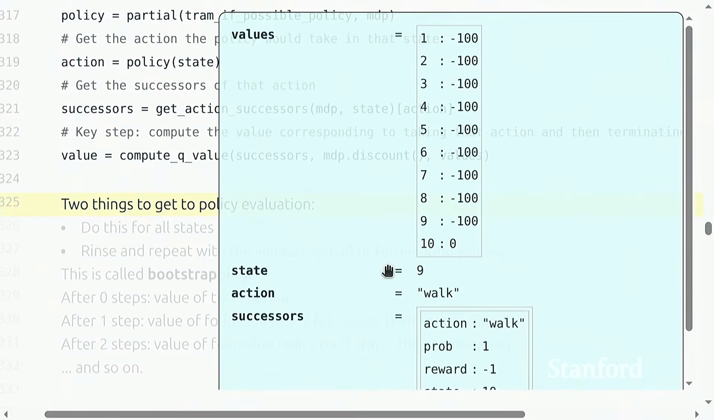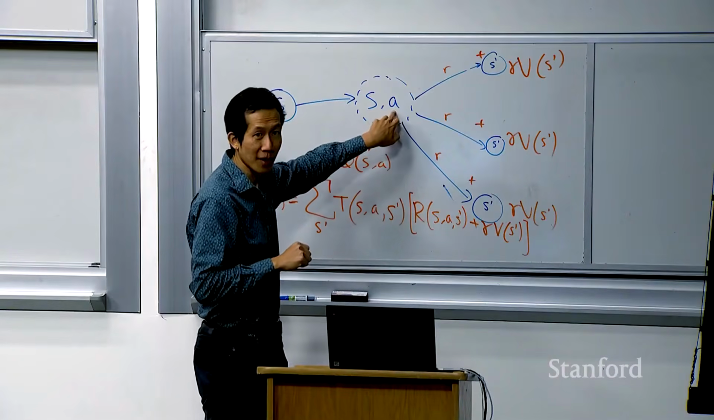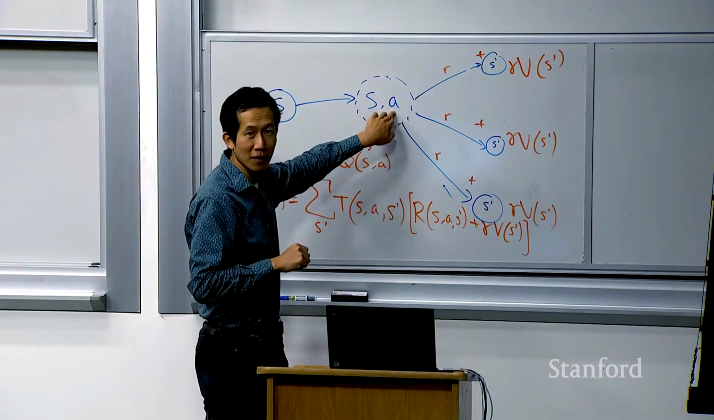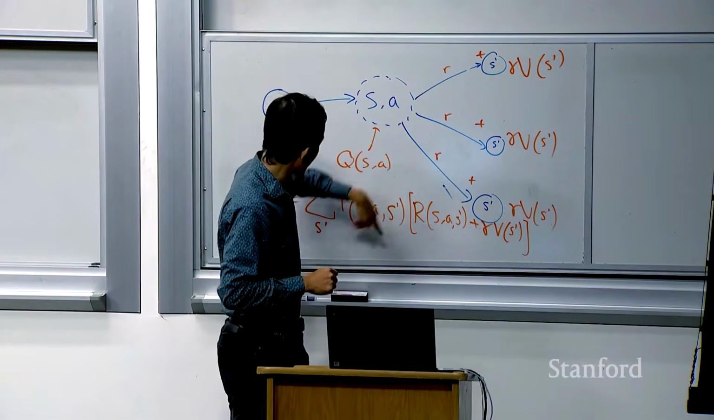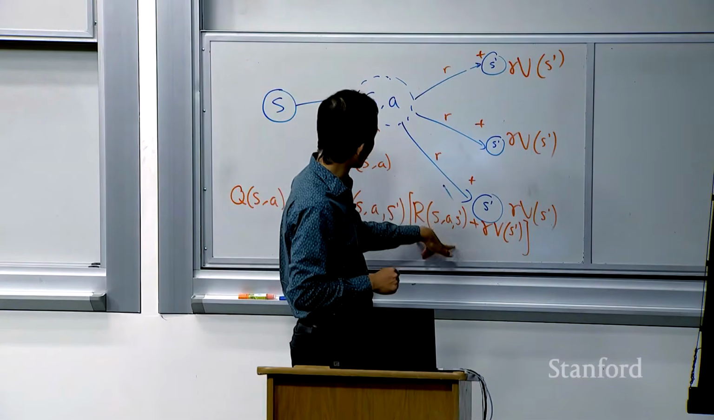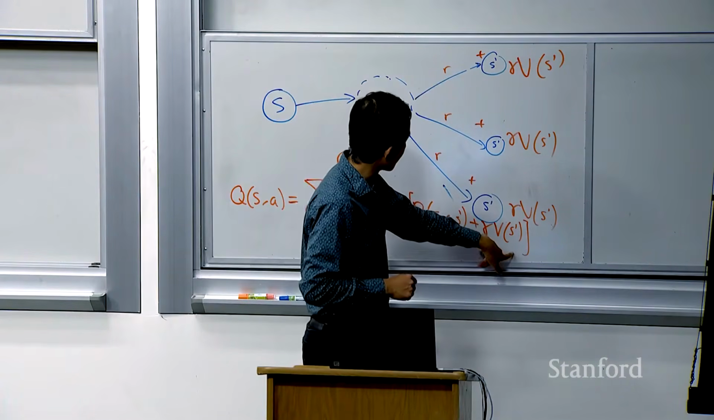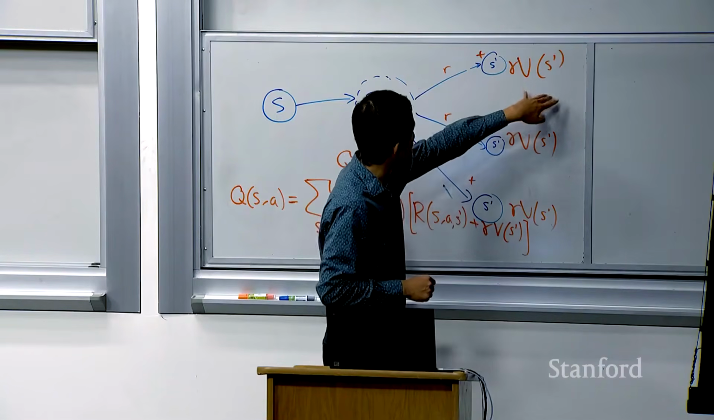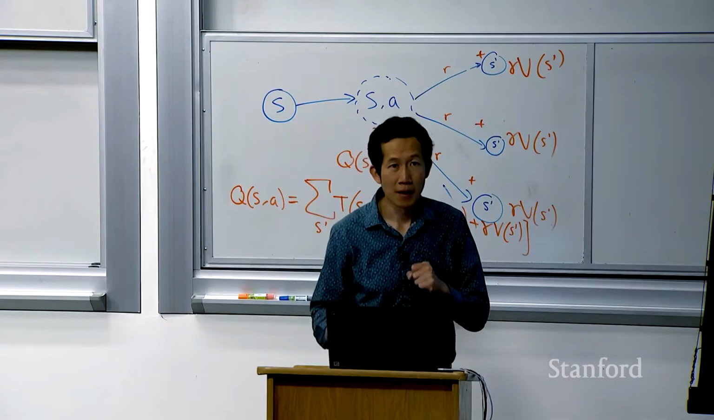Okay, so any questions about this equation on the board here? So I'm at a chance node. I've already committed, the policy has committed to an action, and I'm trying to figure out how good is this? Consider all possible futures, weighted by the probability of that outcome, and then the reward of ending up in one of those successors, and then you consider this V, which is the value of whatever happens afterwards.